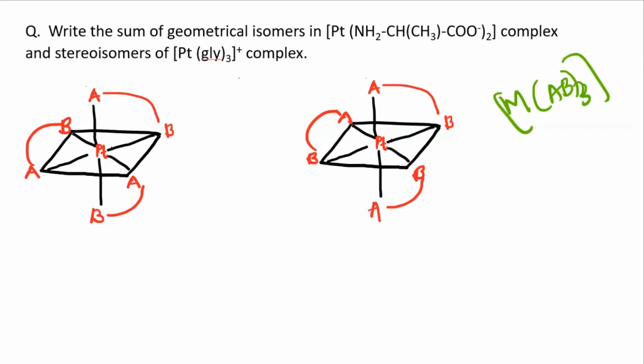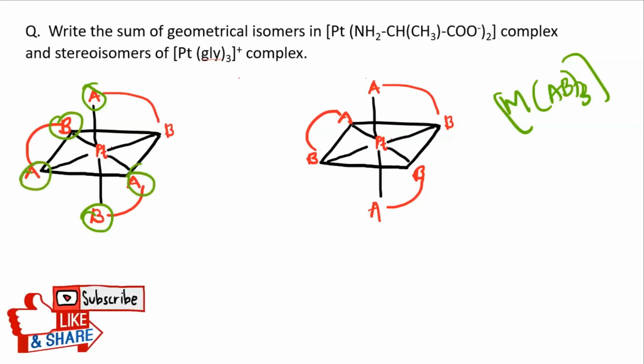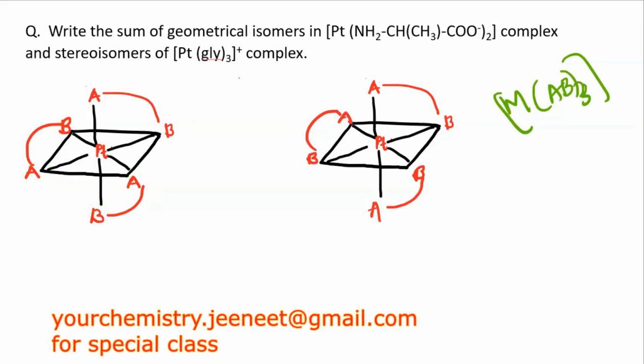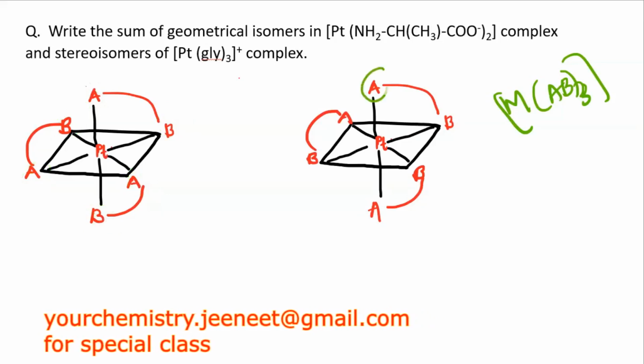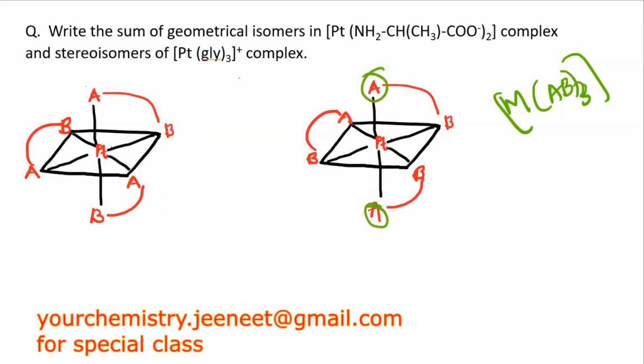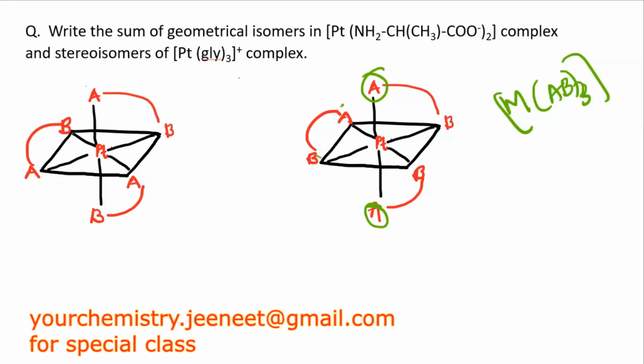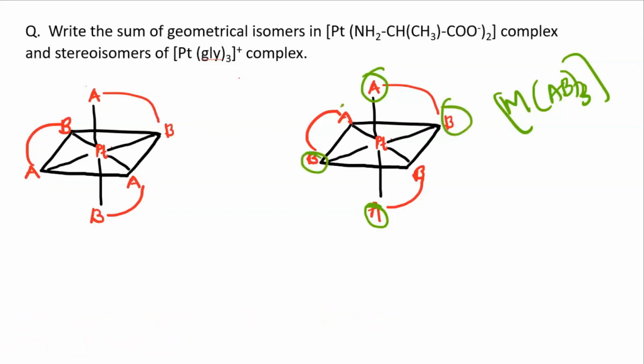So how to check this? In the first structure I made, A and B are opposite to each other, A and B opposite to each other, A and B opposite to each other. So everything is opposite, meaning A and B are opposite to each other in the first case. Let us see the second case. What will happen for the second case? In the second case, I made A and A opposite to each other, B and B opposite to each other, and A and B opposite to each other.